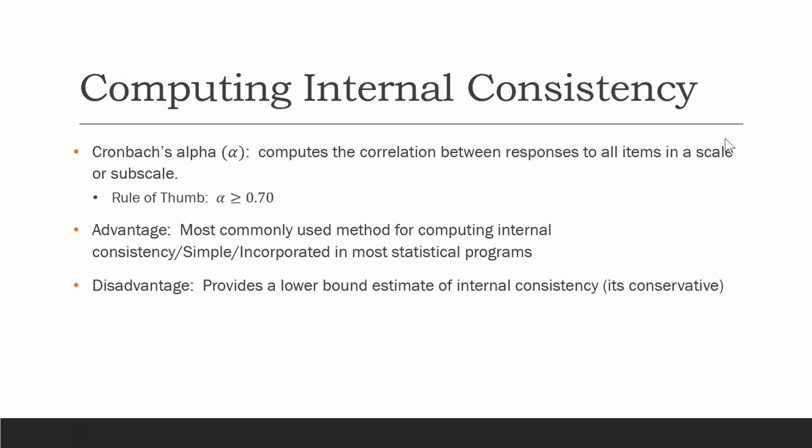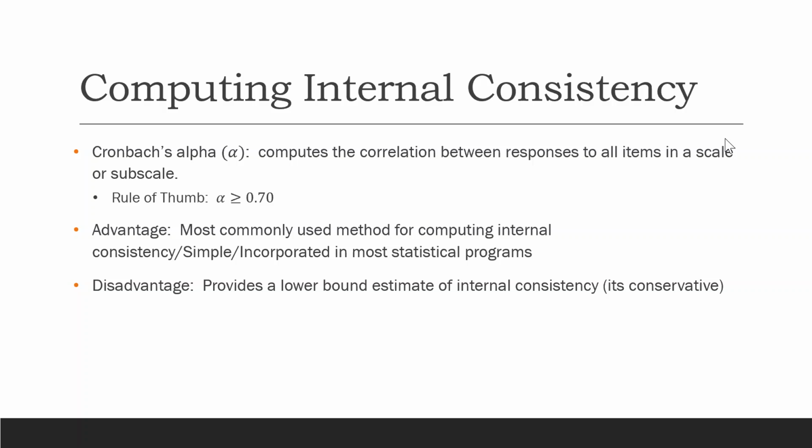The disadvantage of using Cronbach's alpha, and this is becoming more and more known now, so I think we're getting a paradigm shift, is that Cronbach's alpha provides a lower bound estimate of internal consistency. So it gives us an estimate, but it's the lower bound, the smallest value that we expect the actual internal consistency reliability to be. Statisticians usually say that an estimate that gives you a lower bound is something we call conservative.